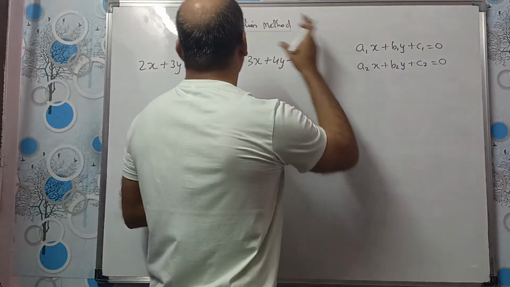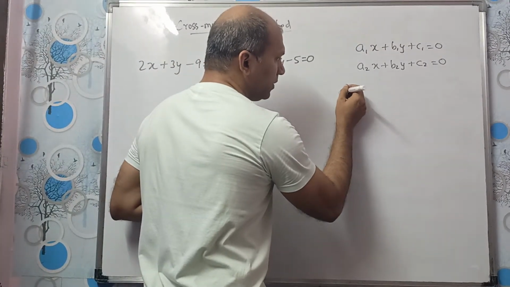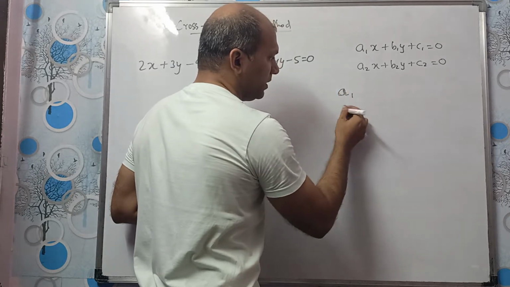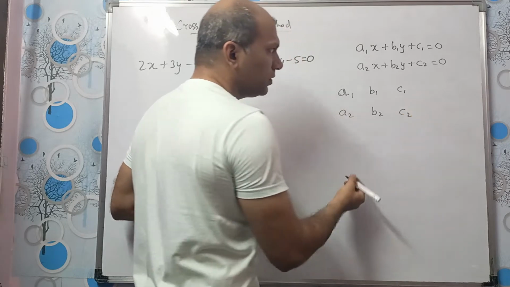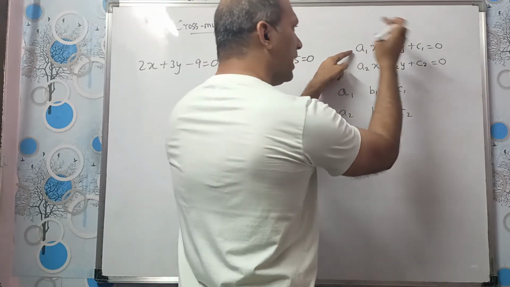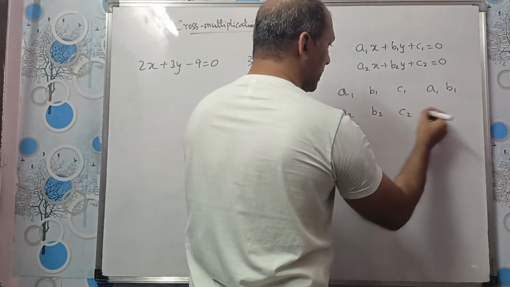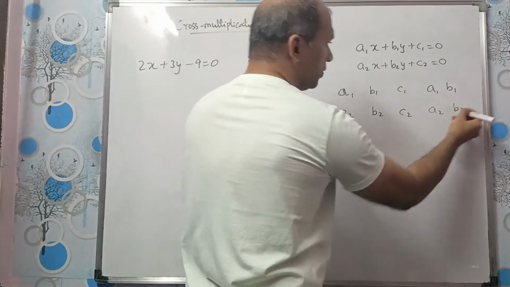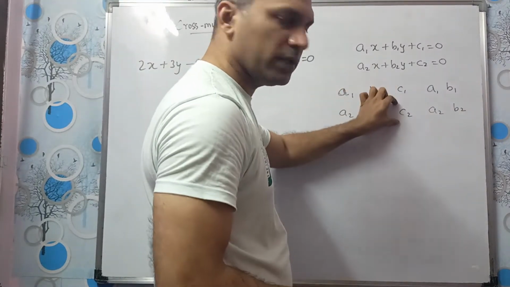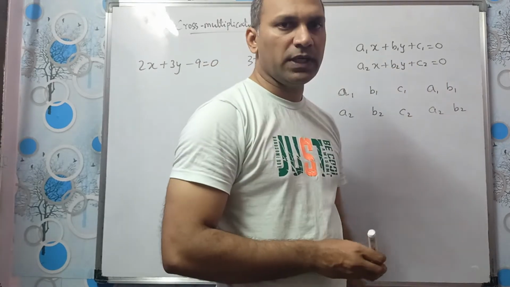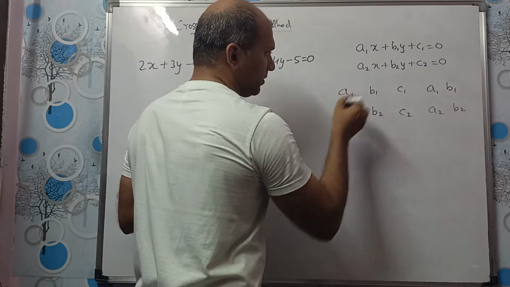There are many methods of solving this, the cross multiplication method. I'll explain you the easiest one. What you do is, write only the coefficients a1, a2, b1, b2, c1, c2. See, a1, b1, c1, and again write a1 and b1 here. Okay, a1, b1, and here a2, b2, like this: a1, a2, b1, b2, c1, c2, a1, a2, b1, b2 again. Okay, alright. This is a1, right?